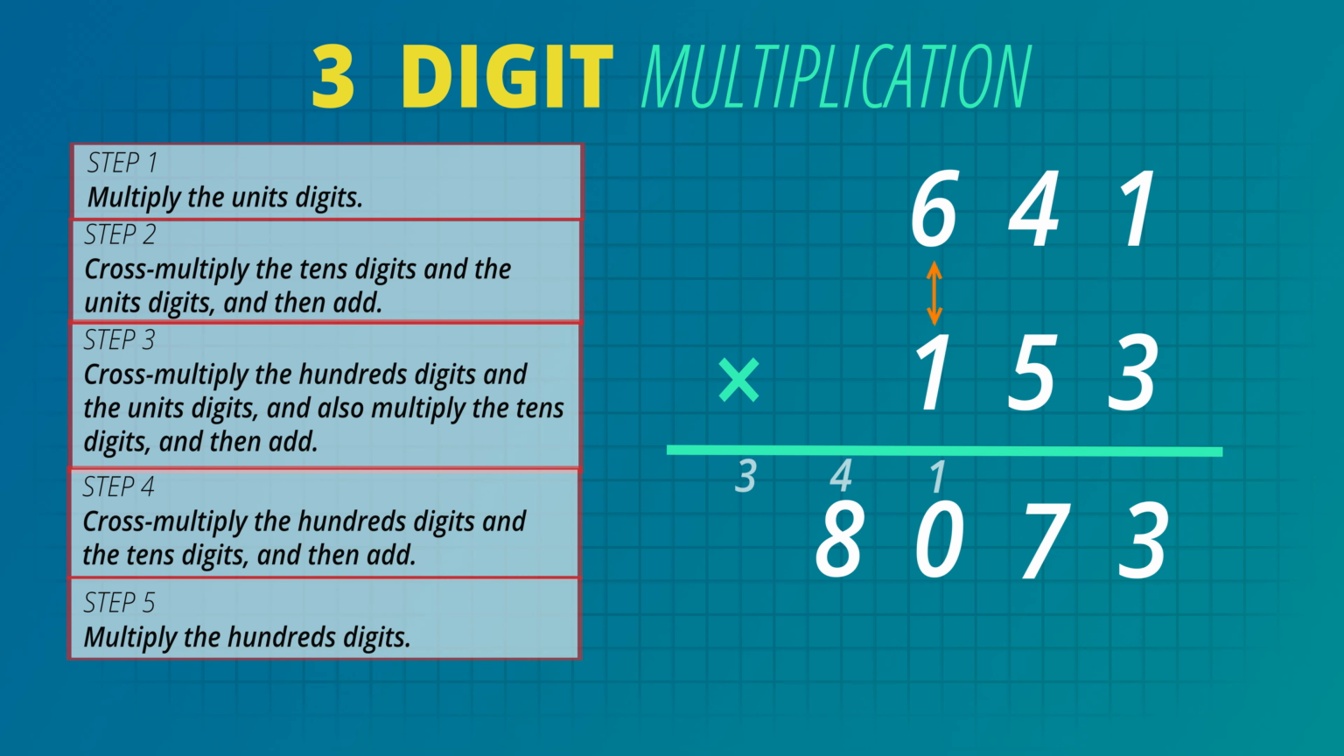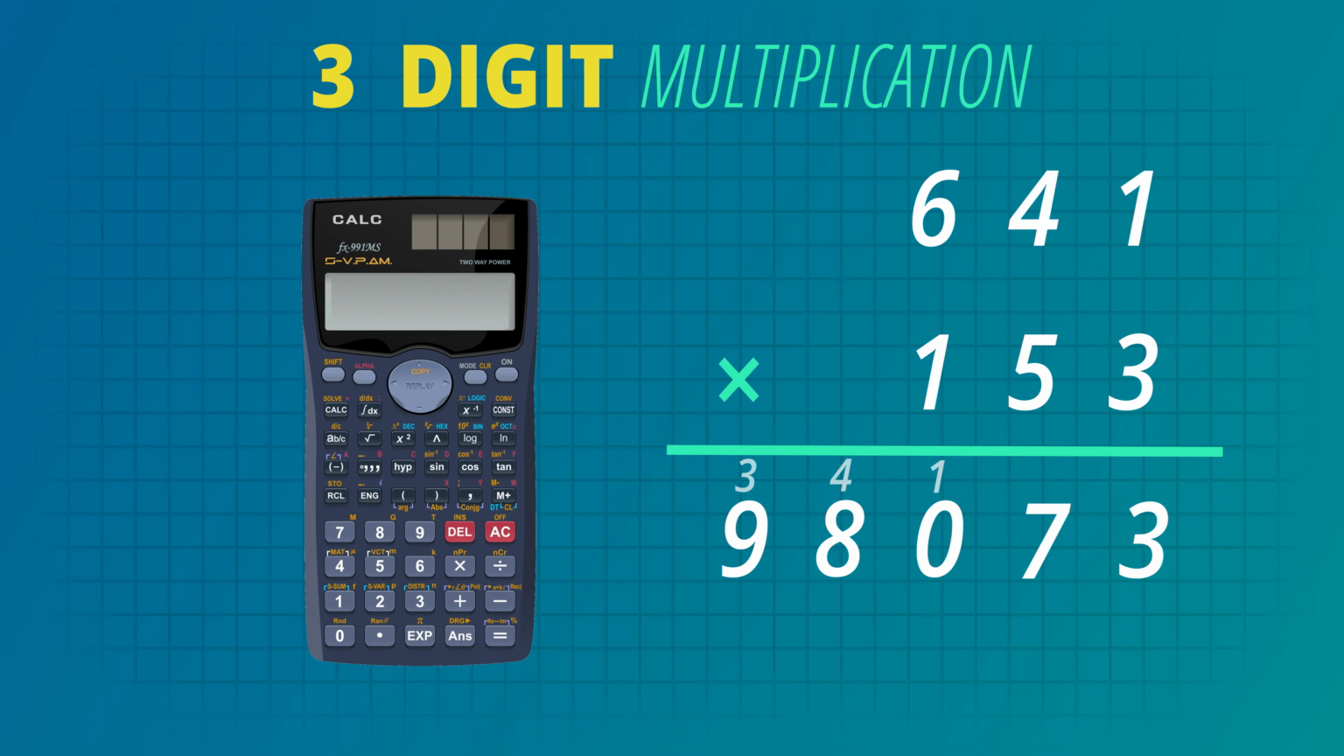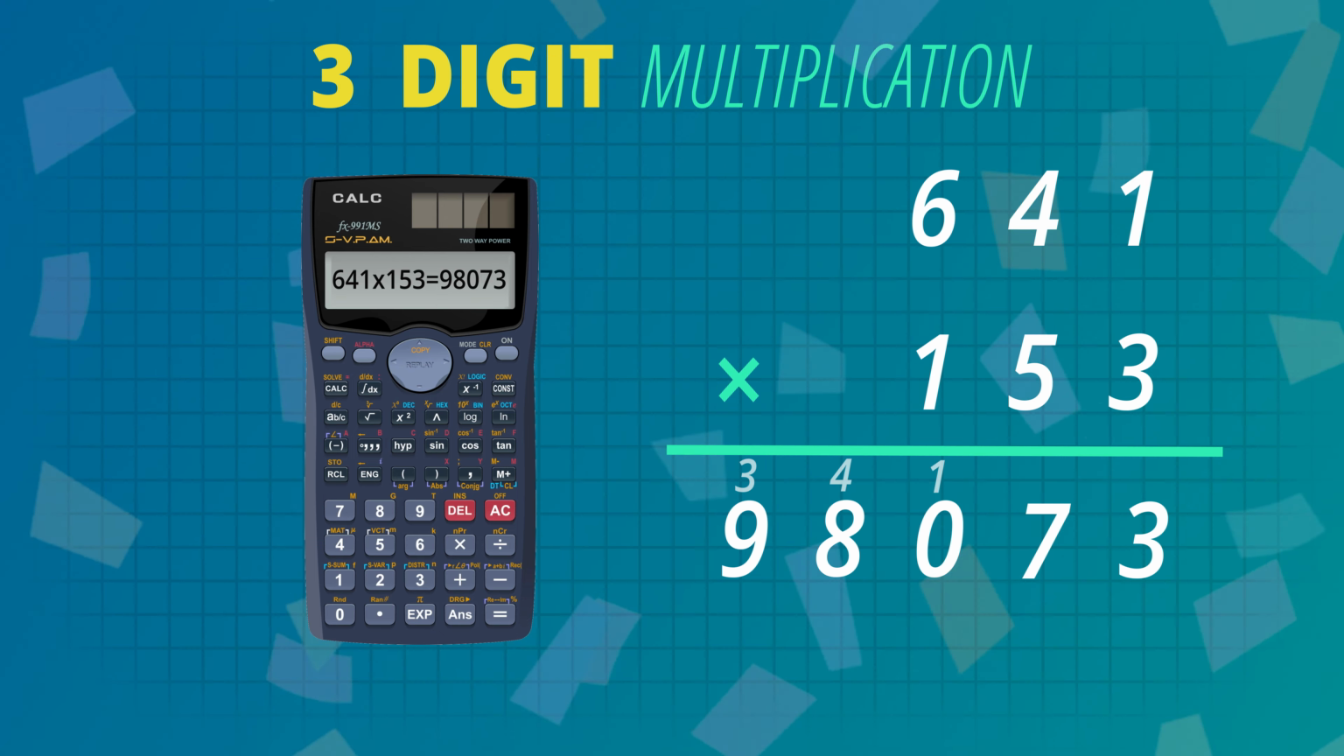Last, multiply the hundreds digits. 6 times 1 is 6. Remember to add the 3 that was carried from the previous step. So 6 plus 3 is 9. Write 9 in the answer. So 641 multiplied by 153 is 98,073. Again, we'll check that with a calculator.